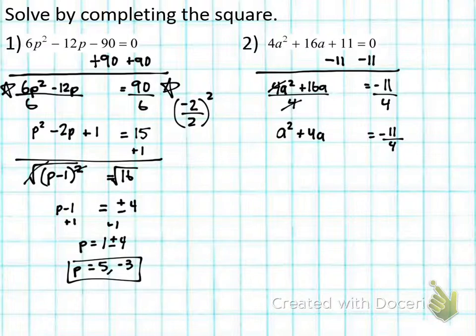You following me so far? Now we need to take half of b, which in this case is 4. Half of 4 is 2. 2 squared is equal to 4, right? So we're going to add 4 to both sides. When we do that, we have to add a fraction here. It's going to be really like us saying negative 11 over 4 plus 16 over 4.